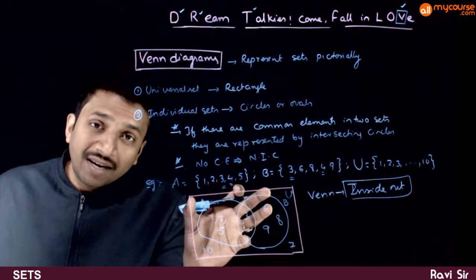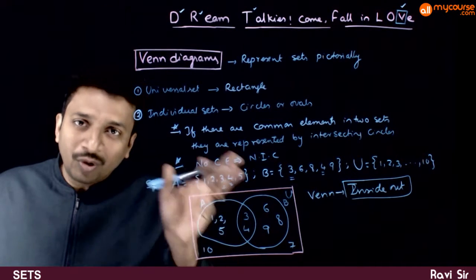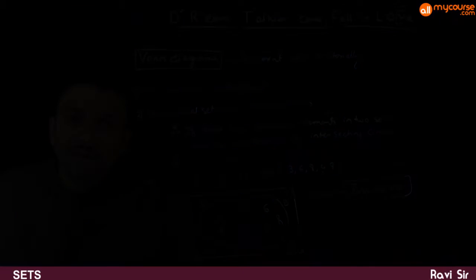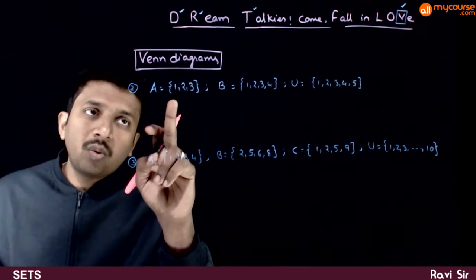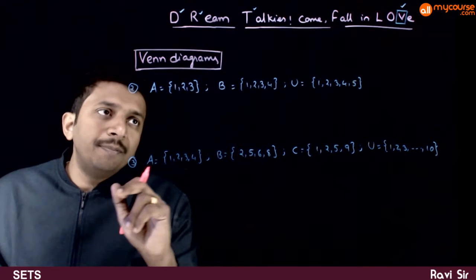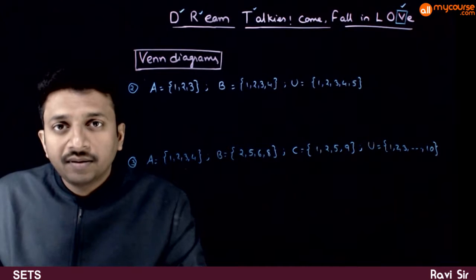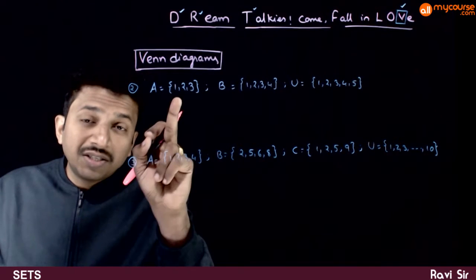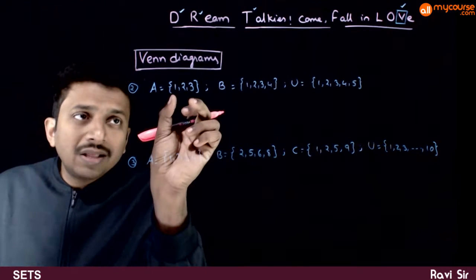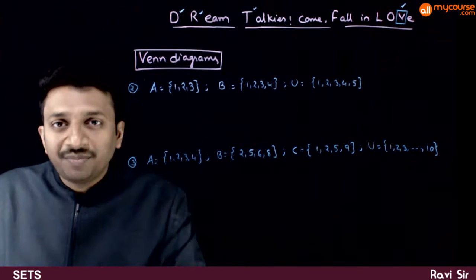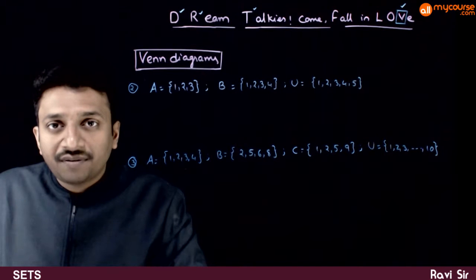So I hope you have understood this concept of Venn diagrams. So let us look at two more examples. Next, let us look at this example. A is the set 1, 2 and 3 and B is the set containing 1, 2, 3 and 4. So this is a special case. As you can see here, A is a subset of B, because all the elements in A are also present in B. And the universal set is 1, 2, 3, 4 and 5.